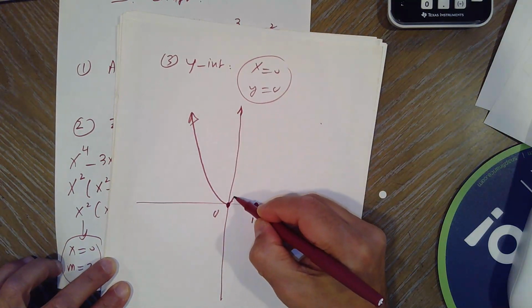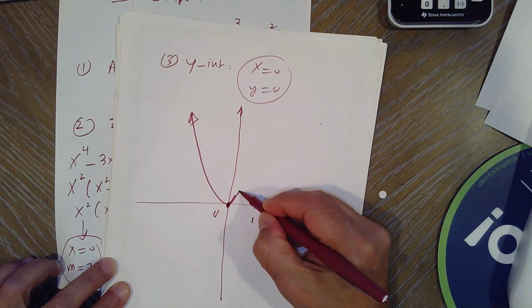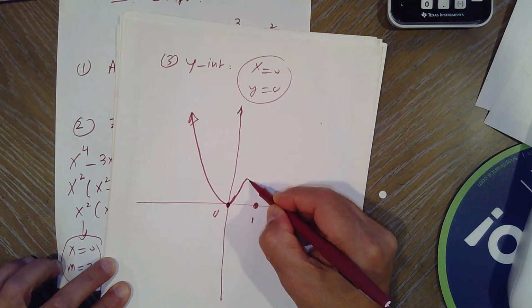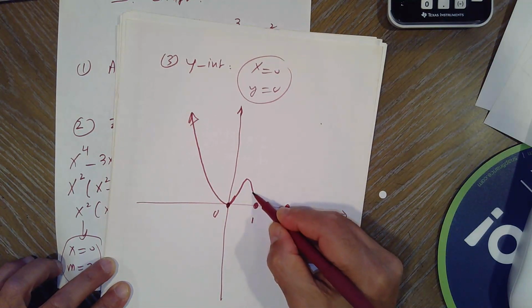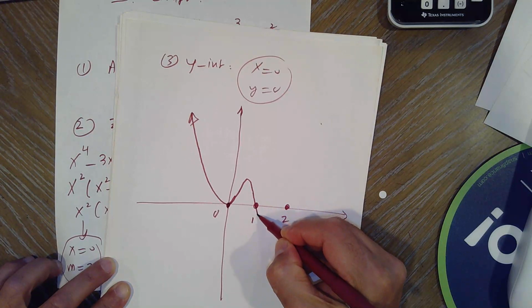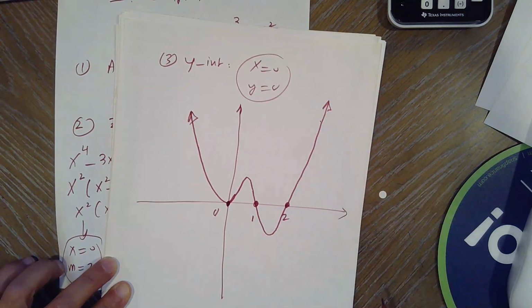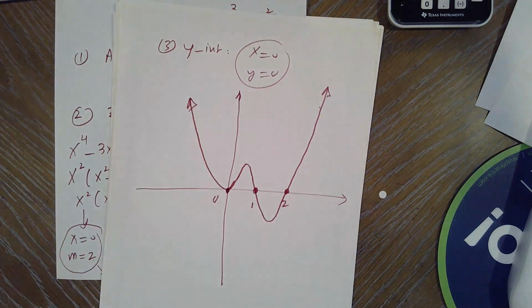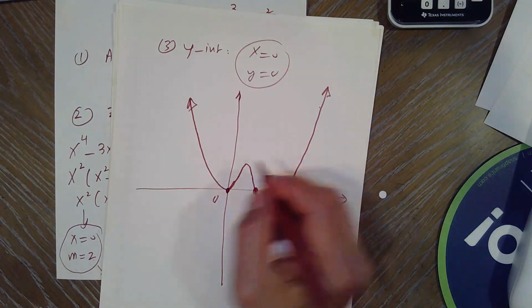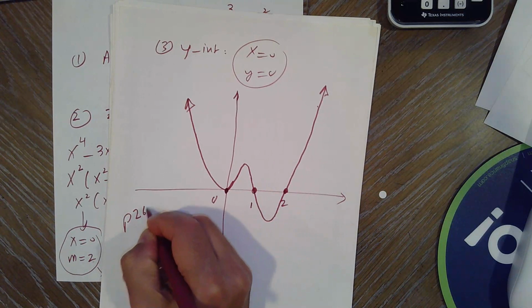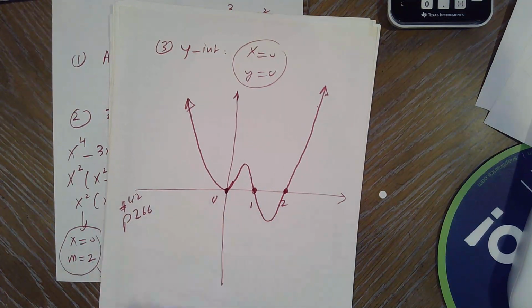And then it's going to go up. We don't know how far up because we don't have the maximum. And then it's going to come back down, go through that, as we know, go down, and then go back up, and it has to end here. You can do number 42, page 266, on your own. And that's it for 3.2.